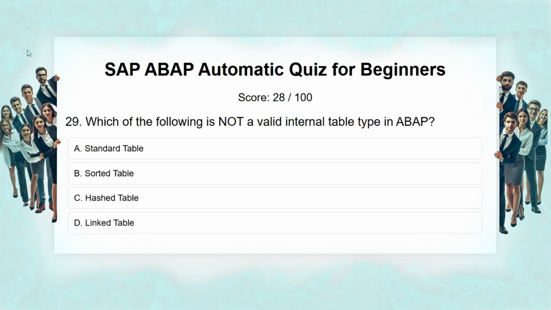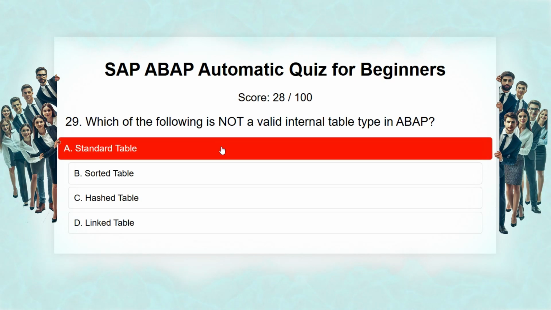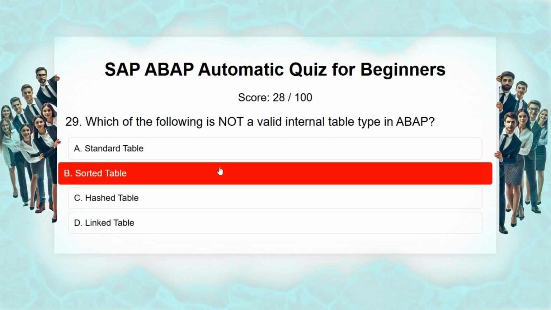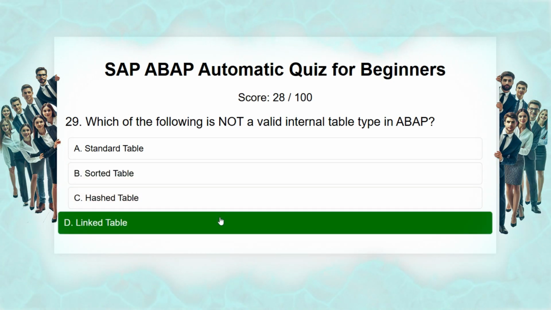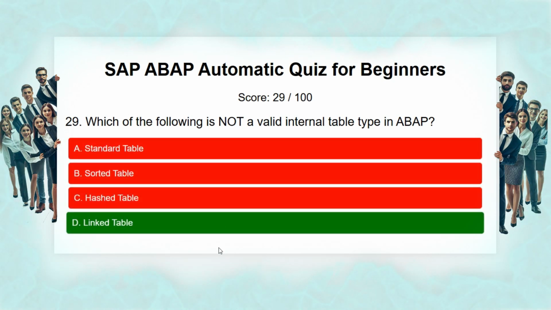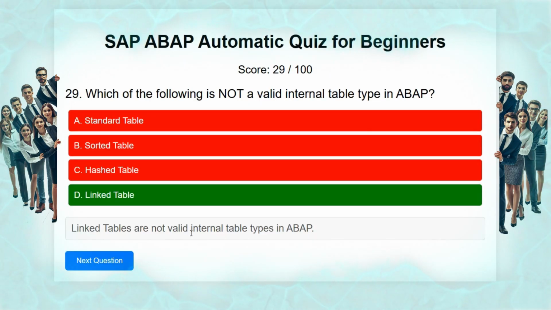29. Which of the following is not a valid internal table type in ABAP? A. Standard table. B. Sorted table. C. Hashed table. D. Linked table. Correct answer. Linked tables are not valid internal table types in ABAP.